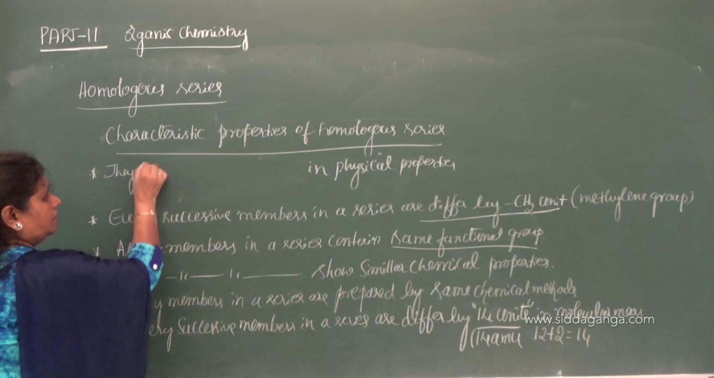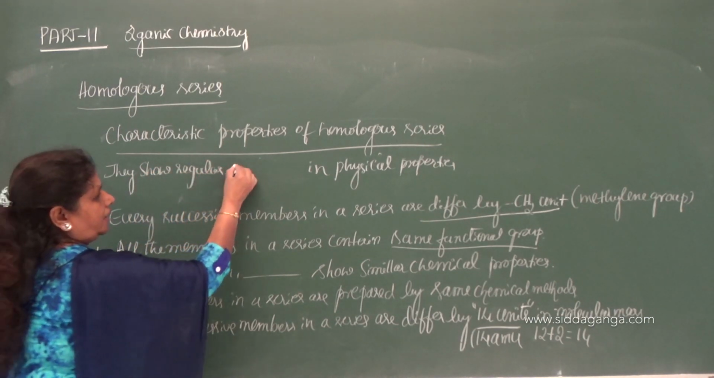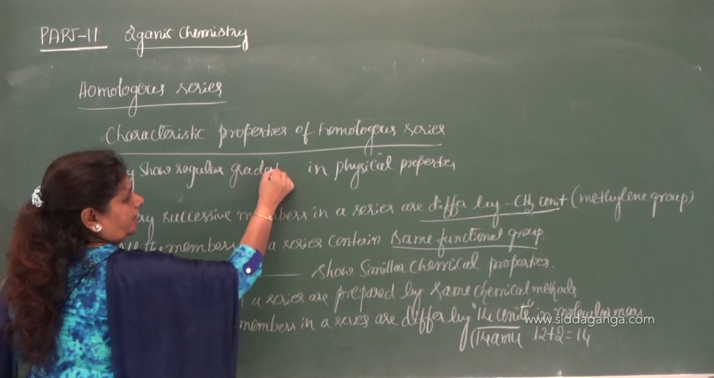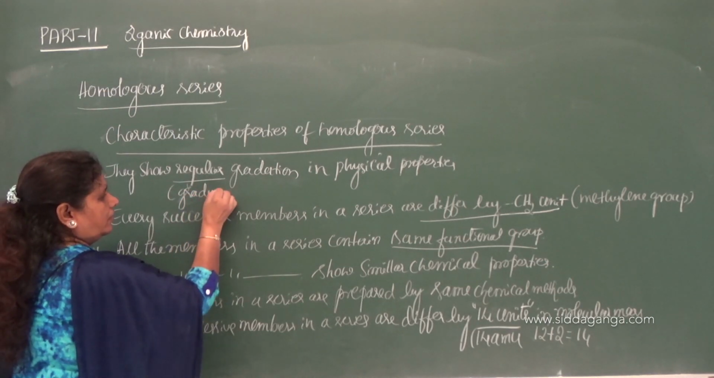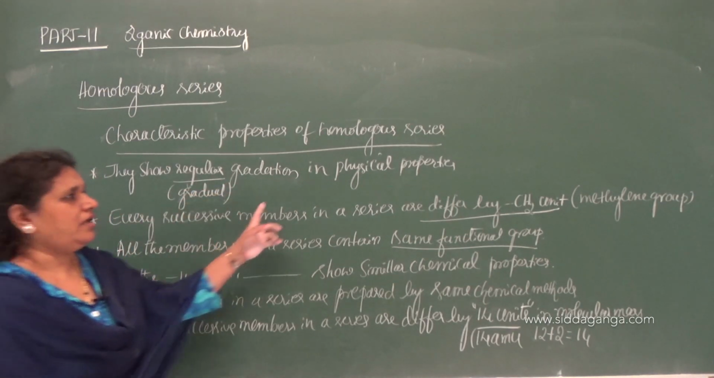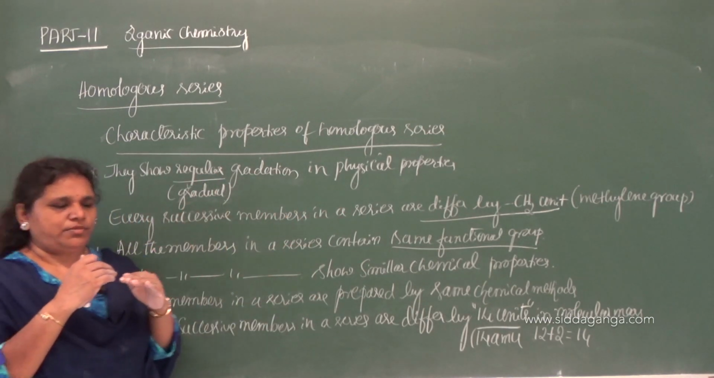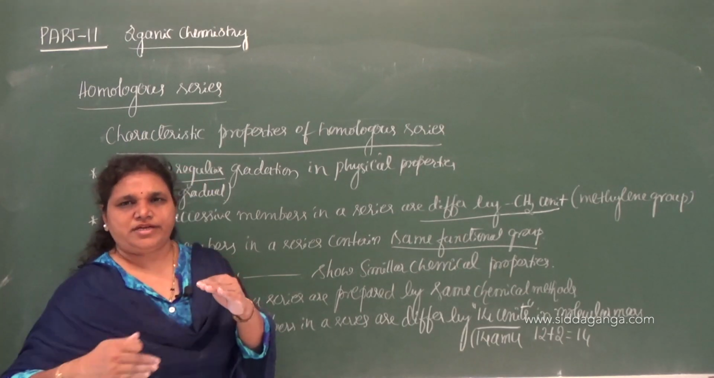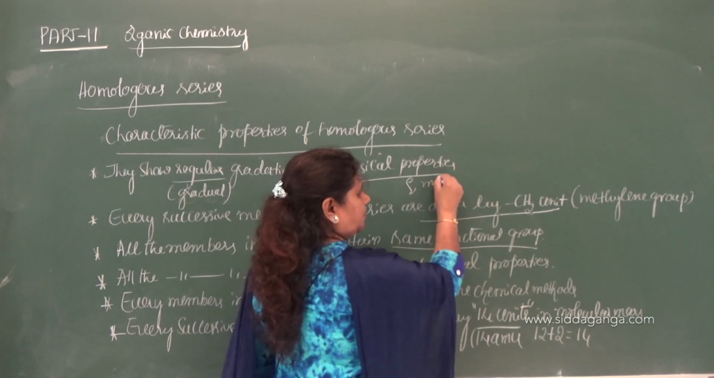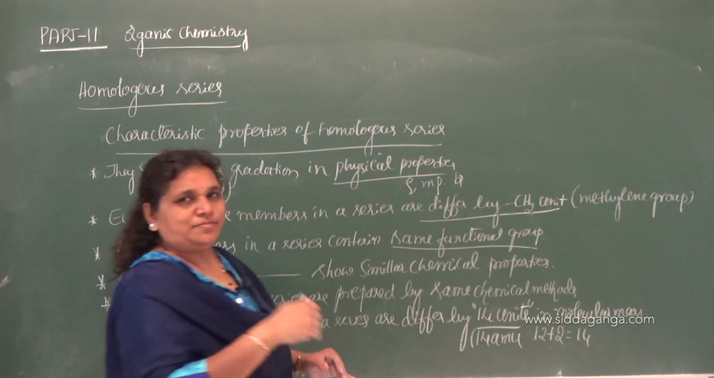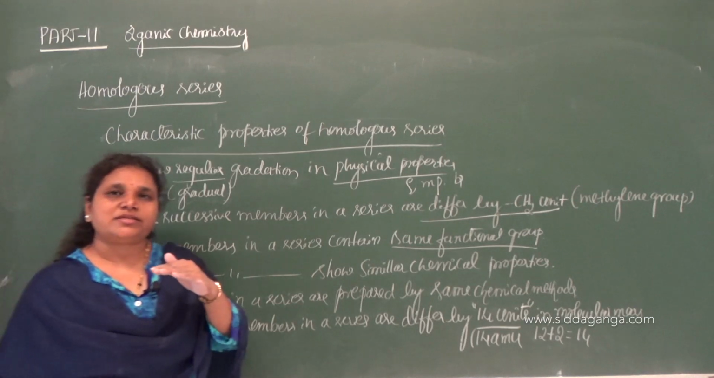They show regular gradation or gradual change. So regular gradation in physical properties. What do you mean by regular gradation? Regular gradation means constant increase or constant decrease. Physical properties in the sense, you can say density, melting point and the boiling point. So melting point, boiling point, density go on increasing or decreasing with a constant difference.